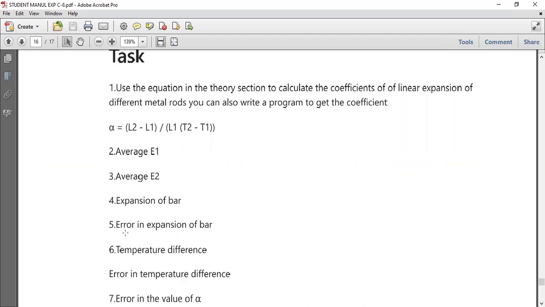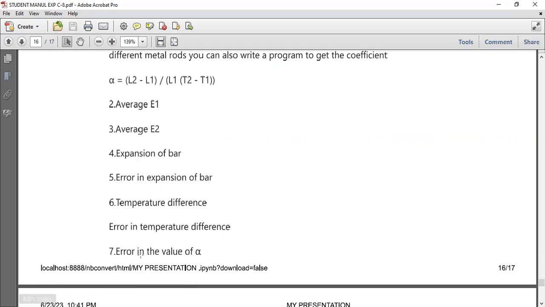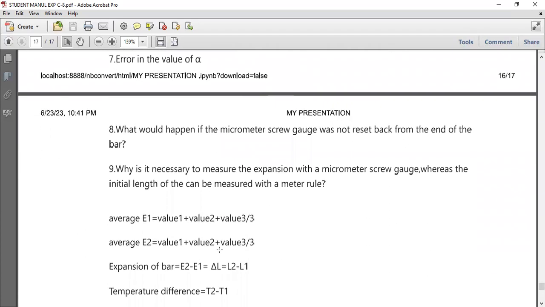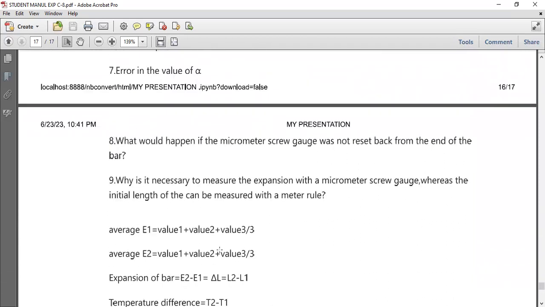You're also supposed to get the error in expansion of the bar, the temperature difference, T2 minus T1, and the error in temperature difference. You are supposed to get that. Error in the value of the coefficient of linear expansion, you're supposed to get that. So I can say this is all about the linear expansion experiment.